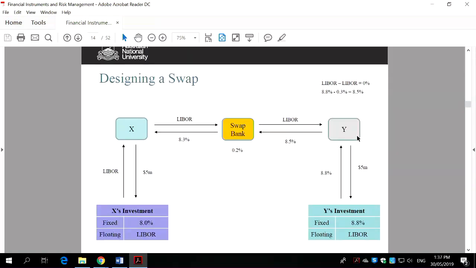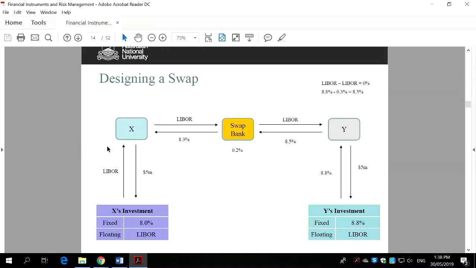So the way this swap works is that although company X wants the fixed rate of return, we still ask X to invest in a floating investment vehicle so that company X can earn the floating rate of return, even though company Y wants the floating rate of return. We would still ask company Y to invest $5 million in a fixed investment vehicle. That fixed investment vehicle would provide 8.8% return to company Y.